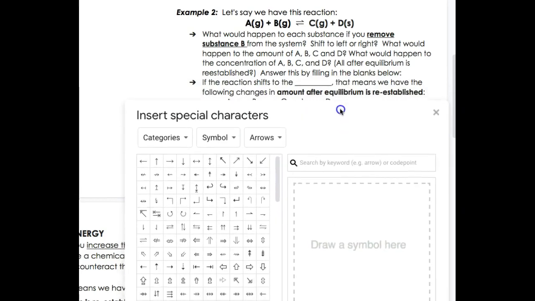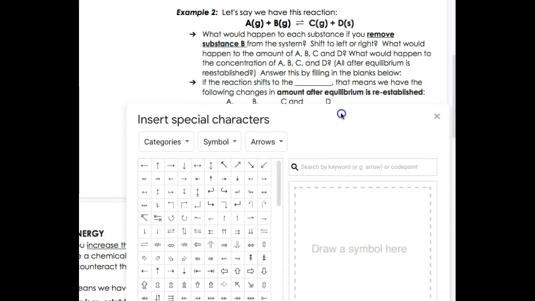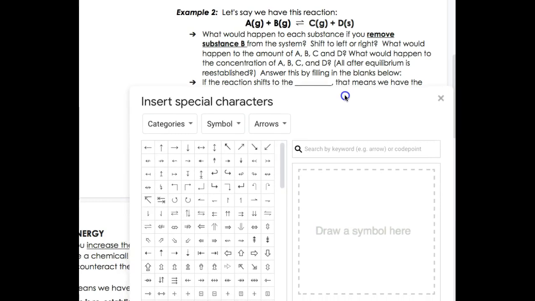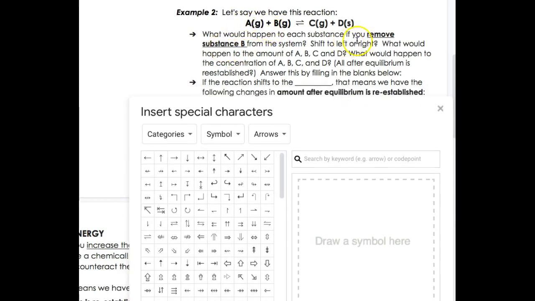So basically I rewrote the same format here. It says, if the reaction shifts to the blank. So let's look at this. It says, what would happen to each substance if you remove substance B? So you have less of this. So you have to think, I have less B. Therefore, to counteract that change, I need more of it. I'm going to need more B. So if I want more B, then that means it's going to shift to the left, because you're going to produce more B to make up for that loss.